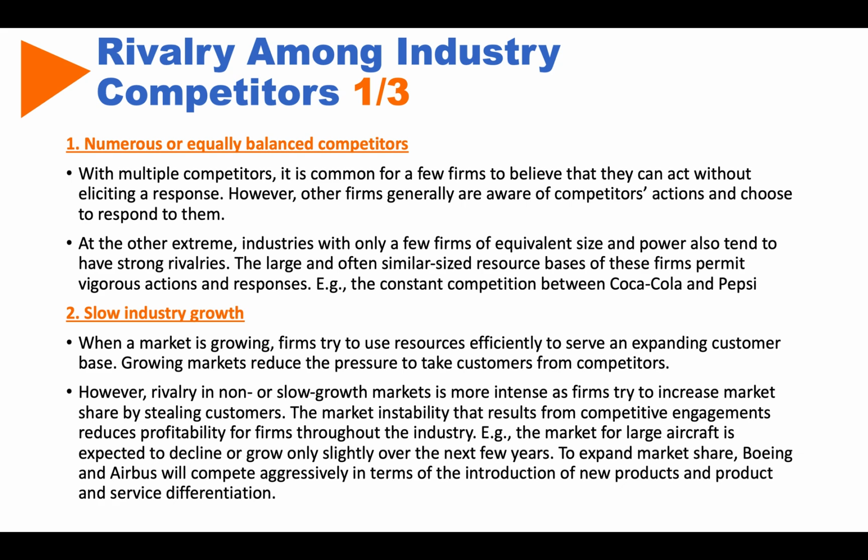The example here is Coca-Cola and Pepsi. We have two large rivals in the soda business. They are similarly sized and they compete head to head, and they have for years and decades. So, equally balanced competitors. The second one is slow industry growth.